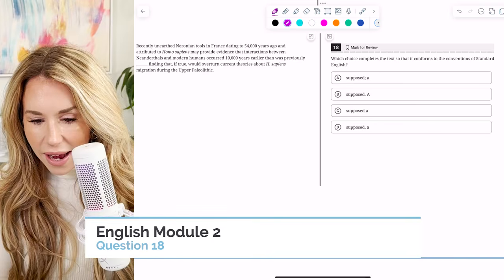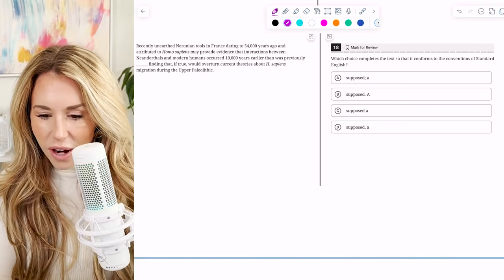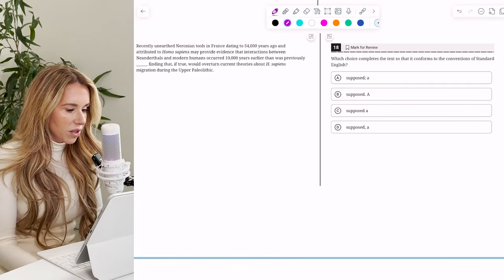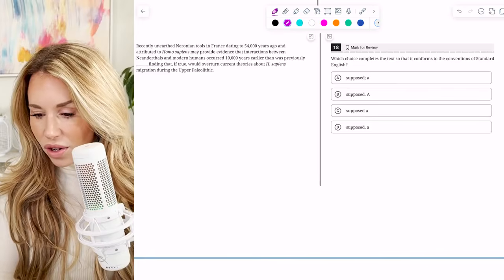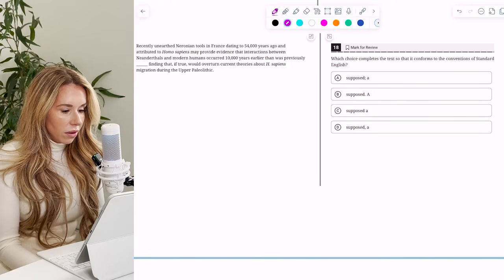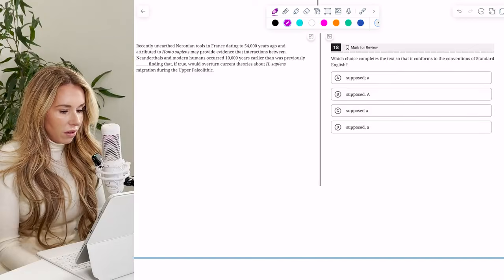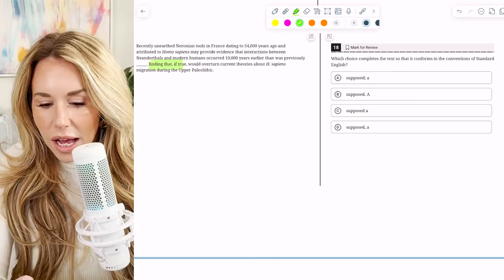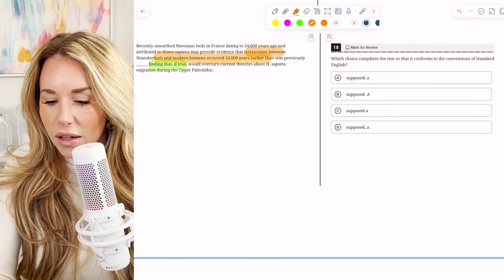All right. We have recently unearthed Neronian tools in France dating to 54,000 years ago and attributed to Homo sapiens may provide evidence that interactions between Neanderthals and modern humans occurred 10,000 years earlier than was previously supposed. A finding that, if true, would overturn current theories about H. sapiens migration during the Upper Paleolithic. Okay, the fact that they're saying "a finding that, if true," it means that what finding? We're going on to explain more about what was said here.